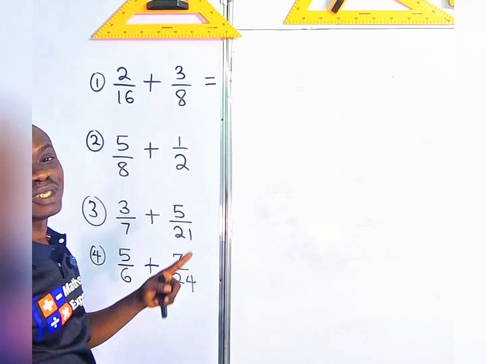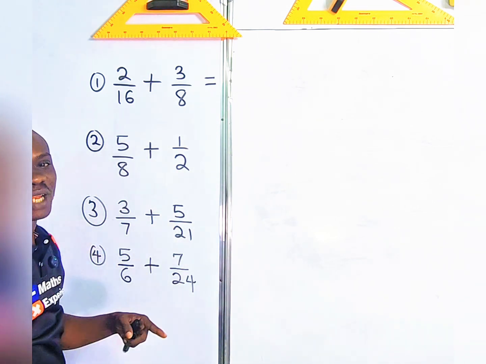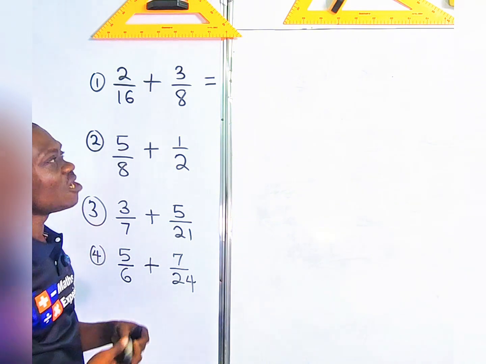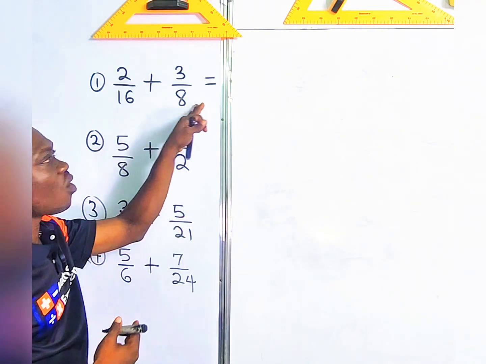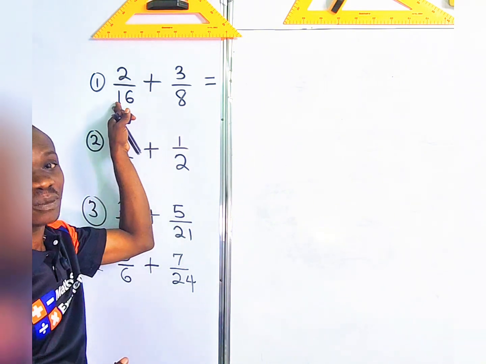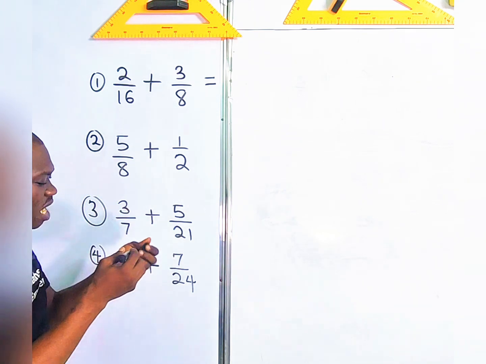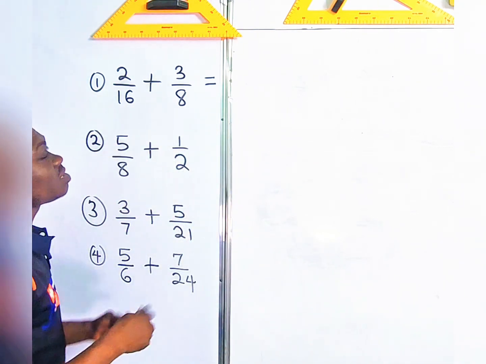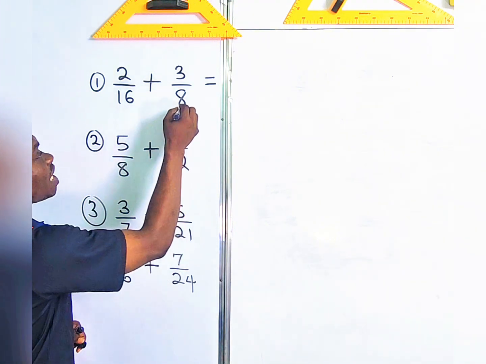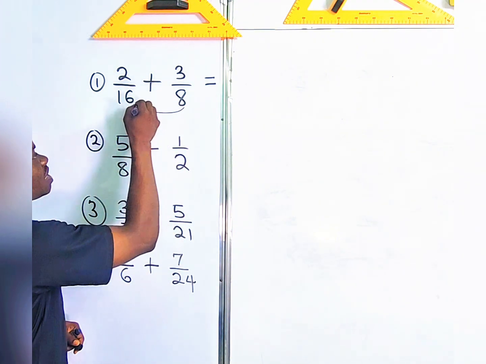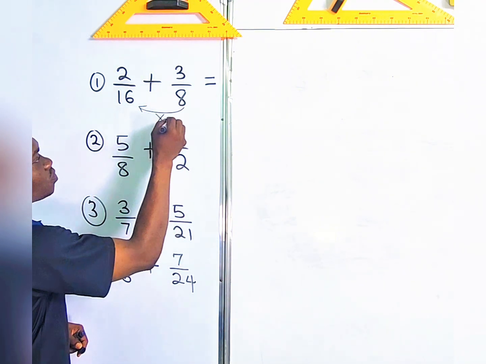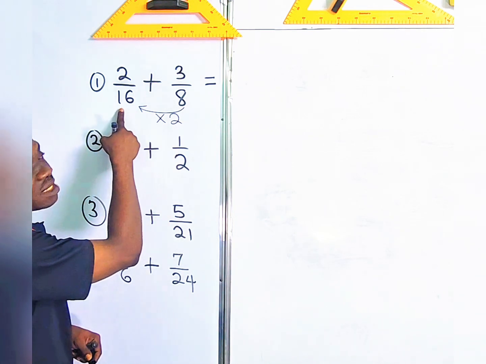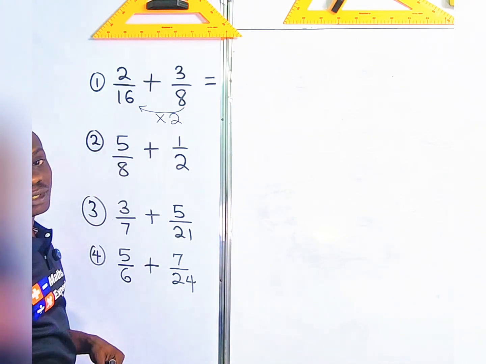So all you need to do is what we call equivalent fractions. So you have to modulate one to become the same denominator as the other. And how am I going to get that? All I need to do is to note that I can multiply this by 2 to be able to get this. So, I am going to do that.